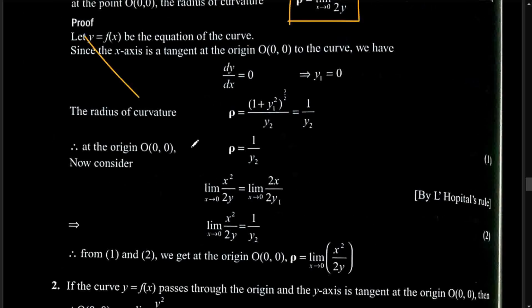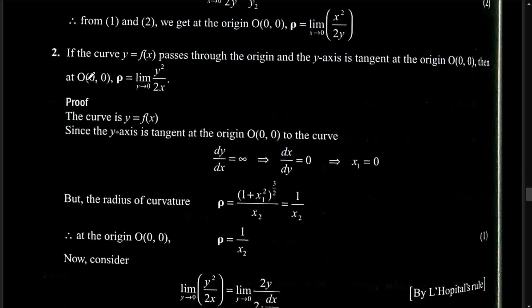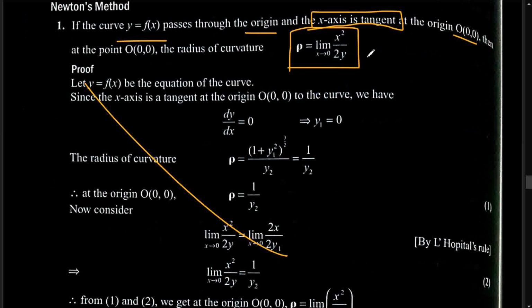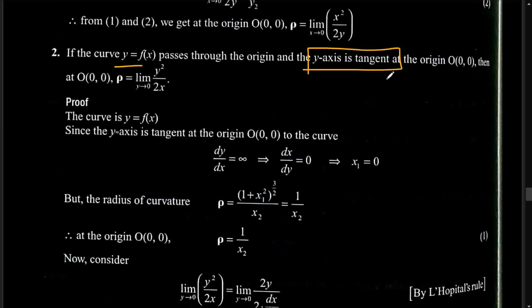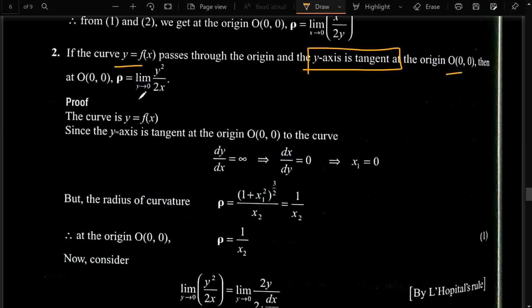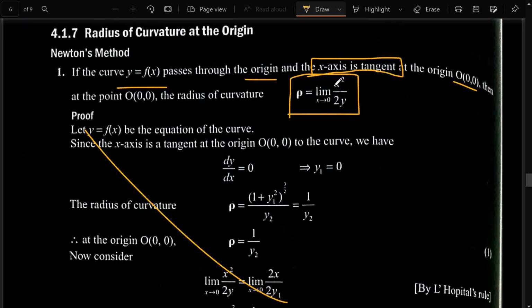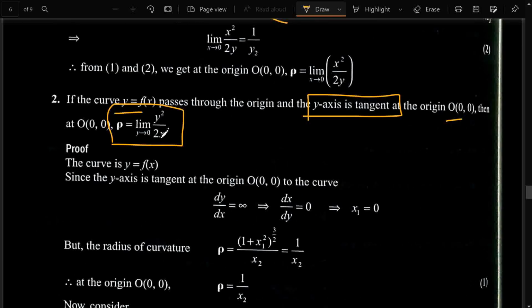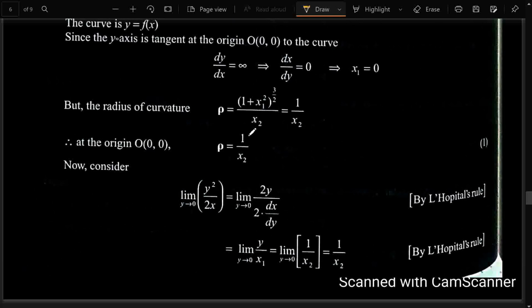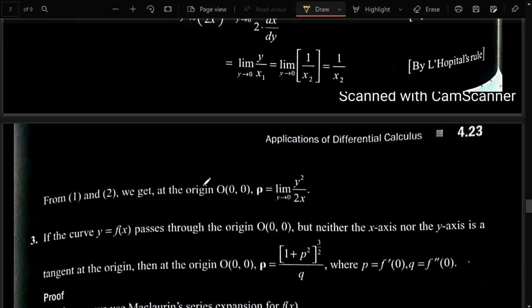So this is a proof which we don't need. And next one, same. If y is equal to f of x passes through the origin, and the y-axis is a tangent, here there's a difference. There is an x-axis, here is a y-axis. Y-axis acting as a tangent at origin, then rho is given by y square by 2x. This is x square by 2y, and this is y square by 2x. Be very careful in this. So this is again a proof which we don't need.